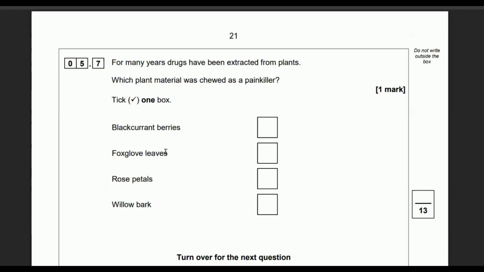Foxgloves are where we get the drug digitalis from, and that is something that slows down your heartbeat or corrects the rhythm of your heart. Don't ever go and eat a foxglove. They're actually really dangerous and can kill you. Rose petals, no. Willow bark.